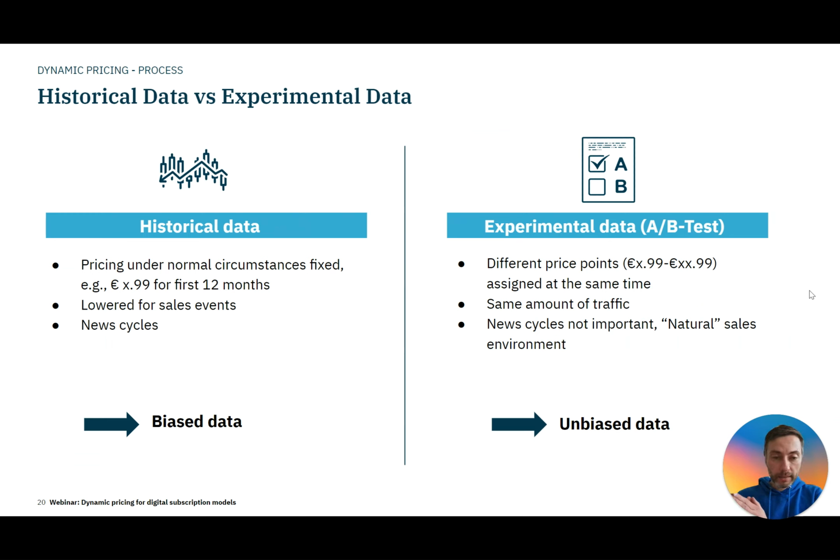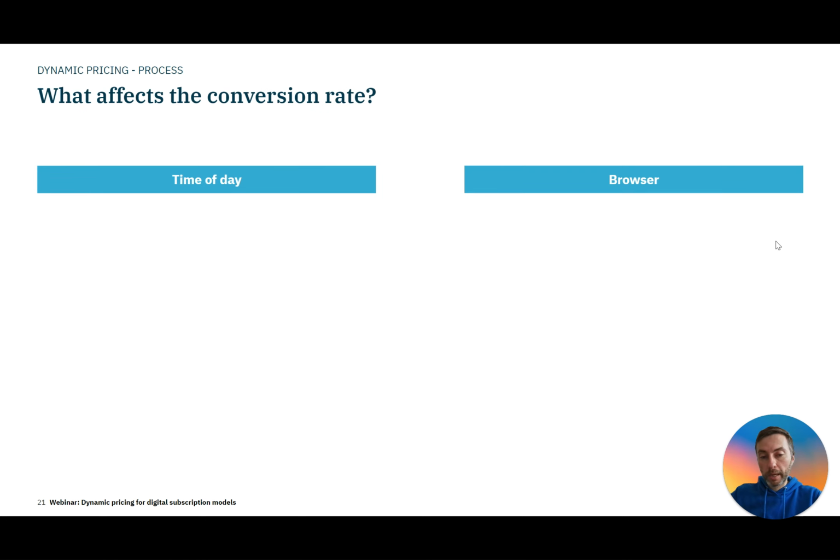When you collect your data, that's probably the most complicated part and takes most time. You can use historical data, but very often it's biased. In our case, from a news portal, it depends very strongly on news cycles. So if something crazy happens, it drives up your number of new subscribers, but you can hardly understand that from your data. That's why an A/B test, having different price points, for example, for different customer groups at the same time, works more naturally and identifies solely what the price effect is.